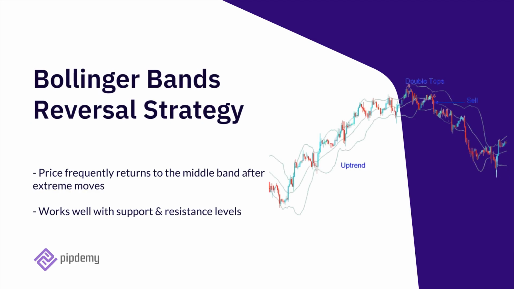One of the most effective ways to use Bollinger Bands is for reversal trades. After a strong move, price often reverts to the middle band, 20 SMA. If price touches the upper band and hits a resistance level, it's a sell signal. If price touches the lower band near support, it's a buy signal. Using this strategy with support and resistance improves accuracy.